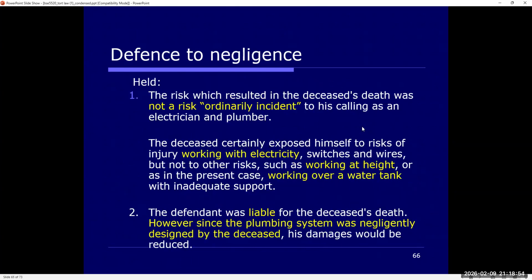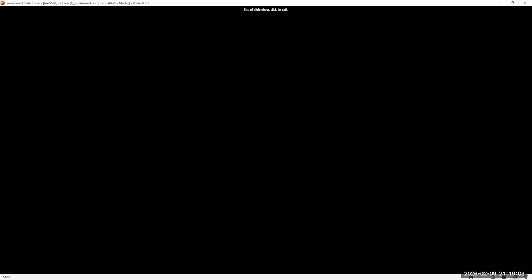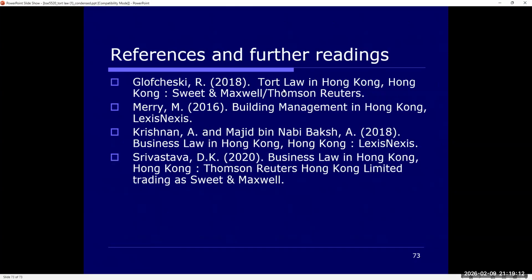Okay, references. A brief introduction. The first one is a very classic textbook for tort law, and it's specific to the Hong Kong situation, but this book is quite thick and not easy to read. But serving as a reference, it is good. The other one here, building management in Hong Kong, contains a lot of cases related to building management, facility management, and is not that difficult to read. The third one and the fourth one are two business law textbooks, but they are easy to read, covering most of the materials and principles I've just covered.